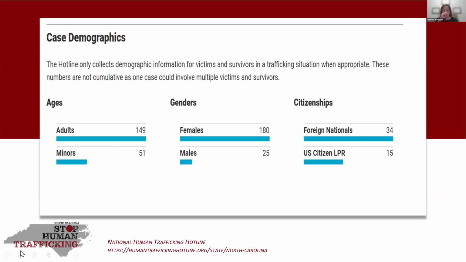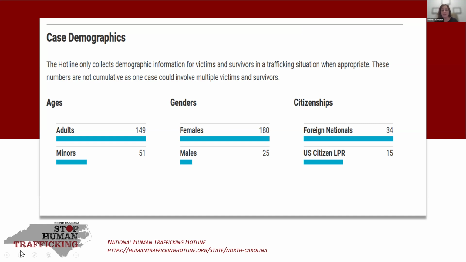Other case demographics from the hotline. And again, these are just from the hotline. So it says ages for 149 adults, 51 minors, genders, females 180, males 25. I do want to highlight that men and boys are trafficked. And citizenship, foreign nationals 34 and U.S. citizens 15.